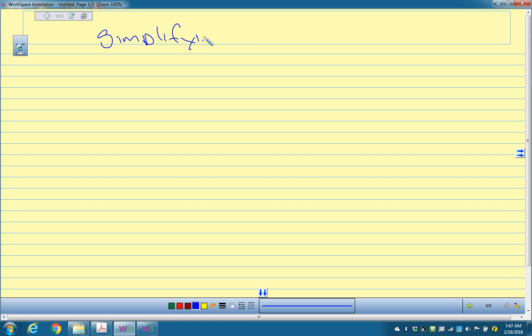Simplifying radicals, okay? I think some of your calculators already do this for you, but you have to know how to do it by hand.